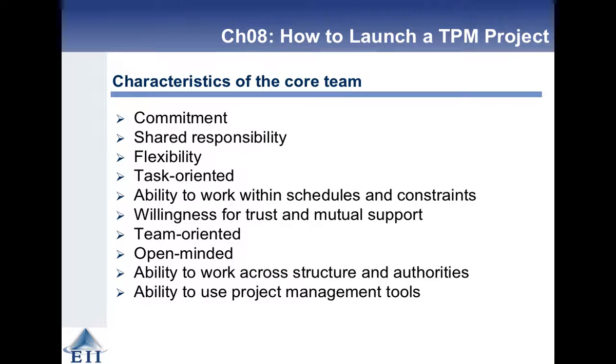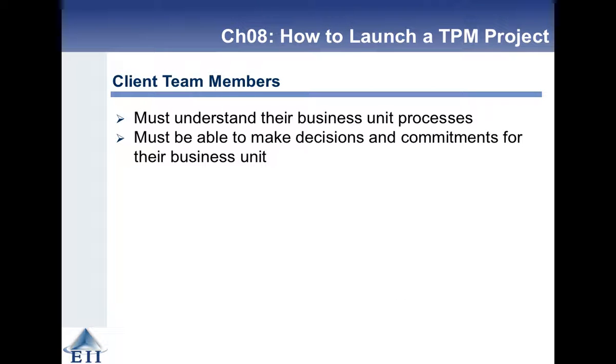And there's a list of things that you want on the core team, and sometimes you don't know whether the people you've got on your team are all of those things. But you need to figure that out. You need to get their buy-in to be able to do this stuff. The people who are members of your team from the client, they must understand their own business unit processes, and they must be able to make decisions and commitments from the client viewpoint. If they can't, then they're not much use to you executing the project.